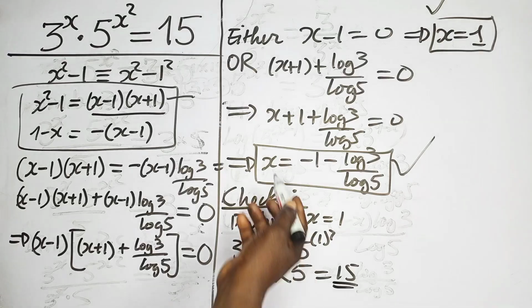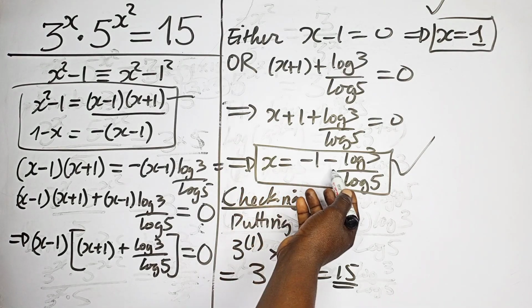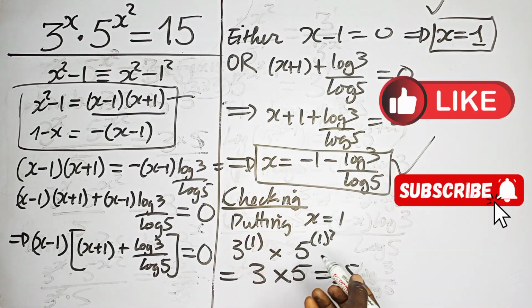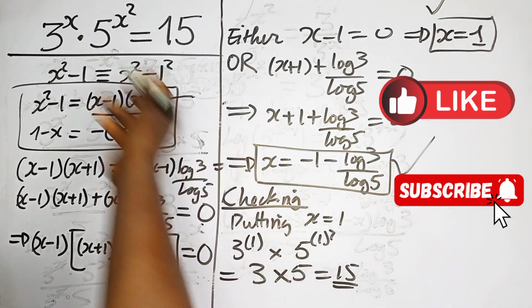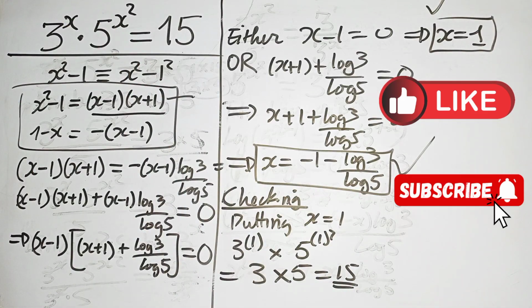The same thing can be done when we put the value of x equals negative 1 minus log 3 all over log 5. Working with our calculators, we'll see that the left hand side will agree with the right hand side. So our two solutions are correct.